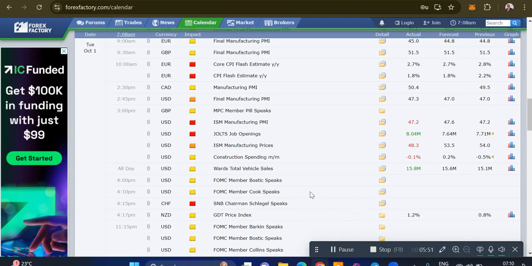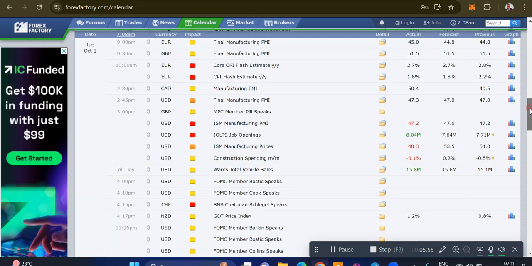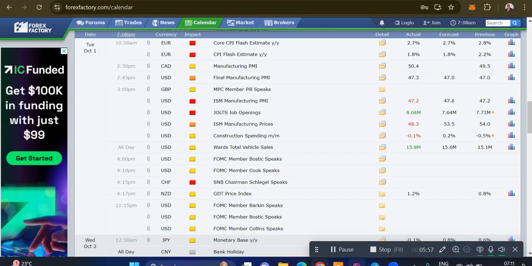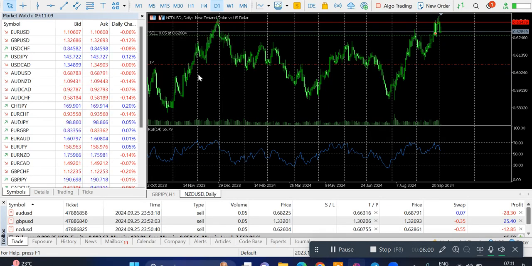So let's give an example. Let's say you have seen all of the data releases from a particular currency. So let's say New Zealand is having a lot of negative economic releases and the US dollar is having a lot of positive releases. What do you think that combination will amount to? If you did not guess it right, the US dollar will gain strength against the New Zealand dollar.